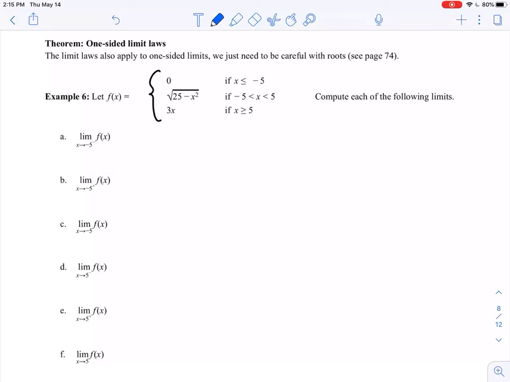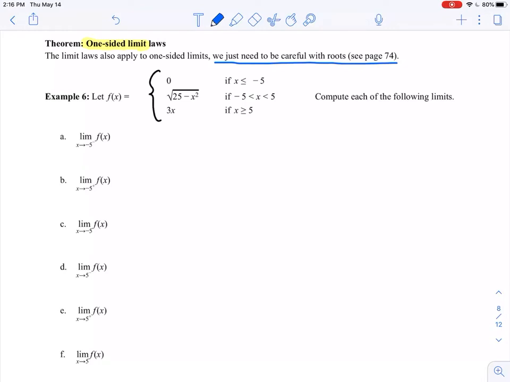It turns out that our limit laws also apply to one-sided limits as well. The one thing I will make note of here is that we just need to be careful with roots. We want to make sure that we're always taking the square root of a positive number. As soon as we start to get into the realm of imaginary numbers, complex numbers, things might get a little bit weird. We're not going to worry about those in this class. We're going to stick to real numbers. So as long as we're dealing with real numbers, all of our limit laws will also apply to one-sided limits here.